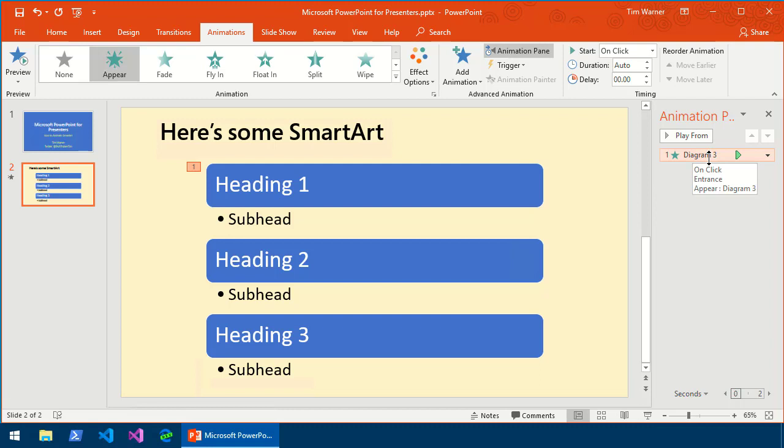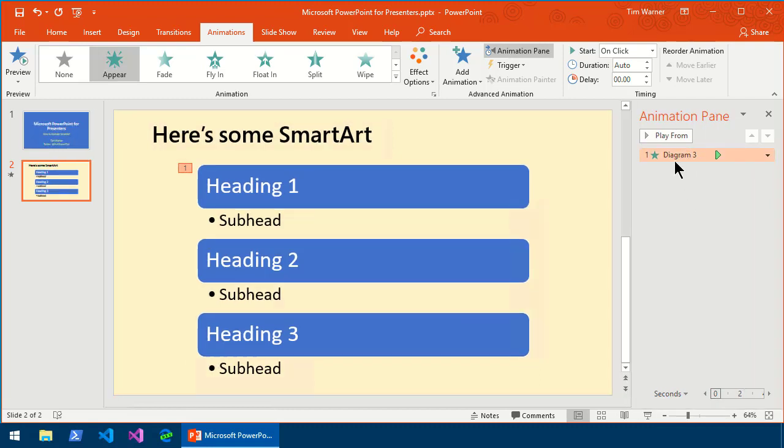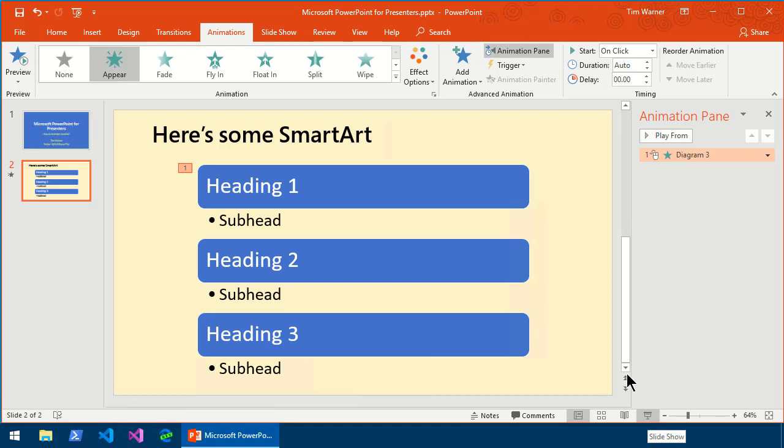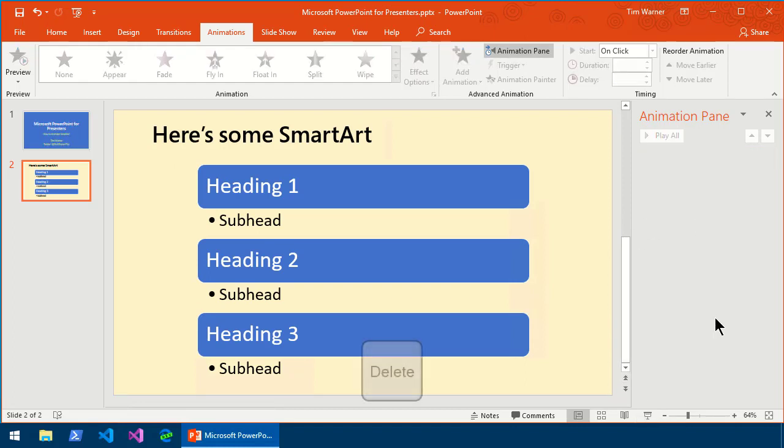By the way, I tend to habitually, in the animation pane, let me bring this out a little bit more, right-click and hide the advanced timeline. I tend to work with the simple one. Your mileage may vary. But if we go to slideshow view and then advance, it brings the whole thing in. That's definitely suboptimal. So I'm going to select the current animation, press delete to get rid of it.